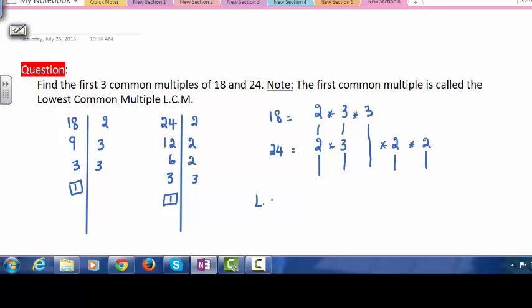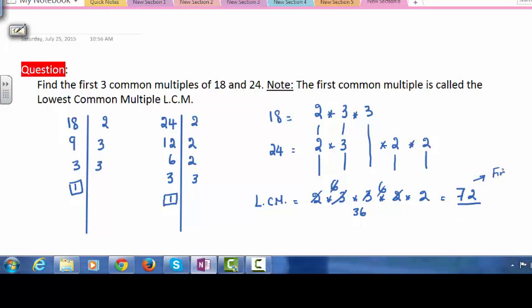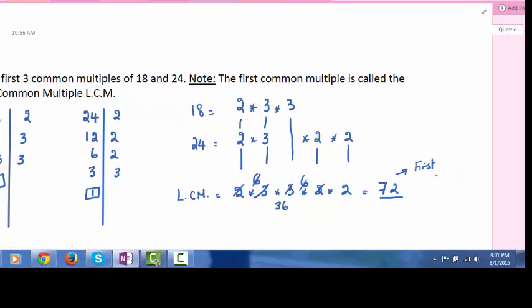So I can say the lowest common multiple equals 2 times 3 times 3 times 2 times 2. So 2 times 3, 6. 2 times 3, 6. 6 times 6, 36. 36 times 2, 72. So 72 is my first common multiple. Not factors, I'm sorry, multiples we are working with.